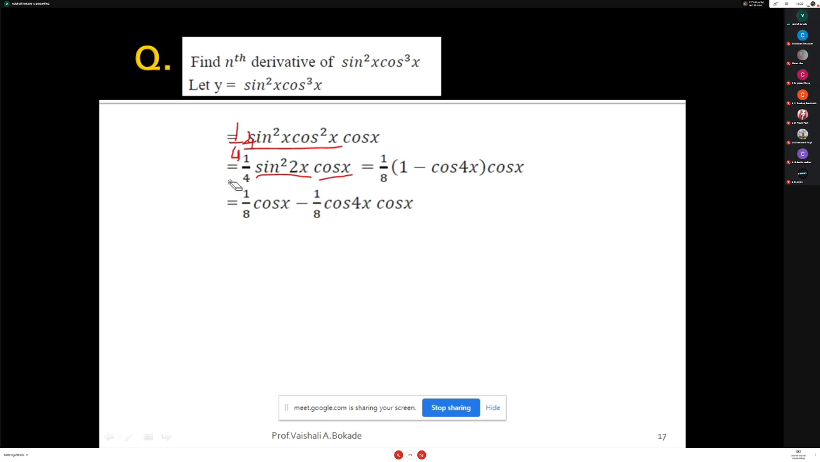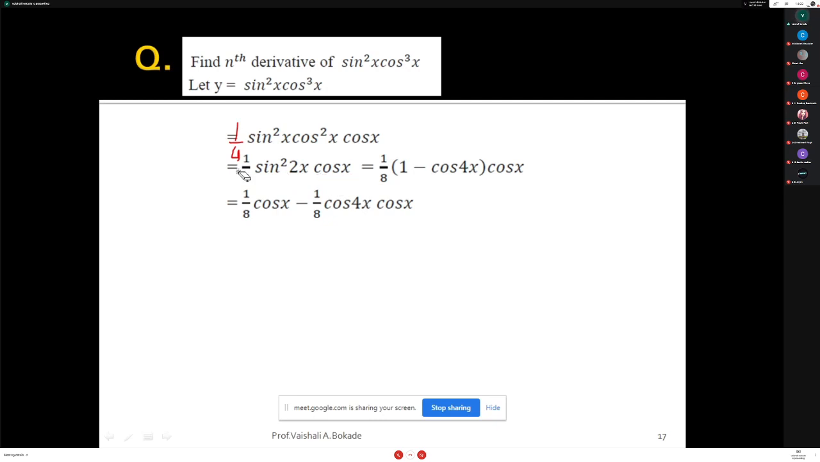Let me erase the thing here. I am writing this term, sine square x into cos square x, as 2 sine x into cos x, bracket square, and I have to divide it by 4. So that's why it becomes sine square 2x over 4, into cos x. I'm keeping this as it is. Like that, I'm making the adjustment here.